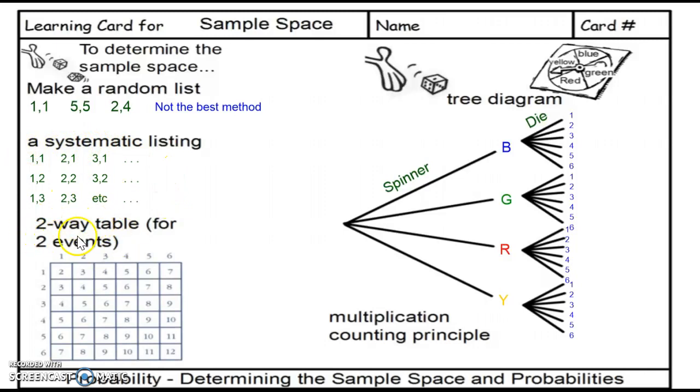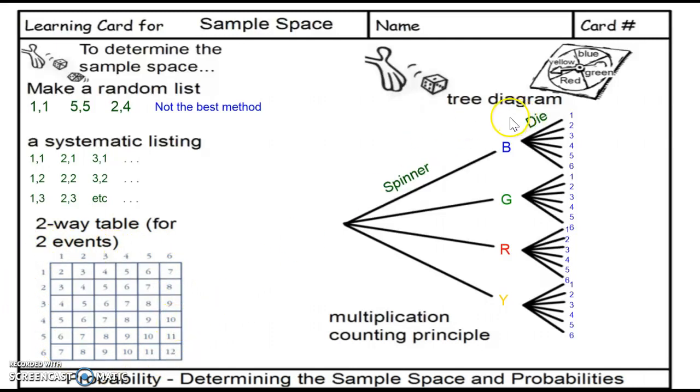Now down here I have a two-way table. If I have 2 events, and in this case I do have 2 events, rolling die number 1 and rolling die number 2, and I'm looking at their sums, I can create a two-way table like we have right here, and that's another way to create a sample space.